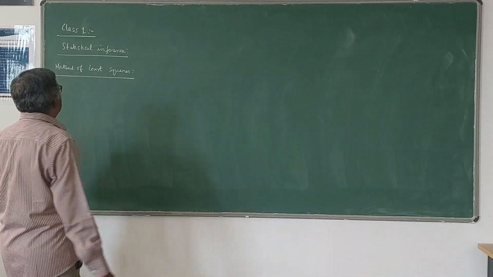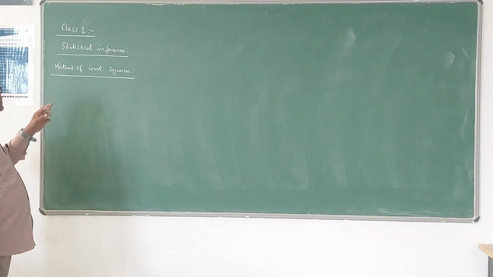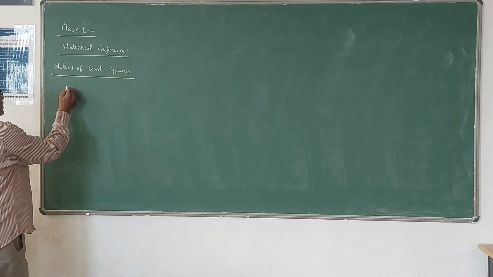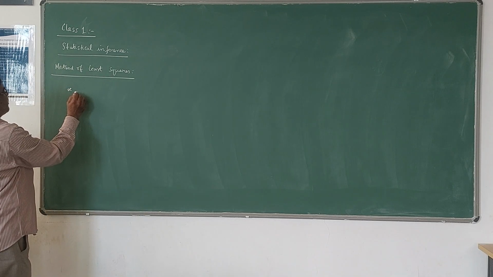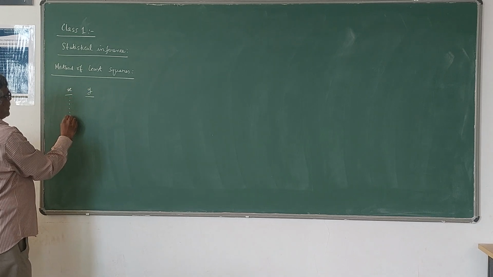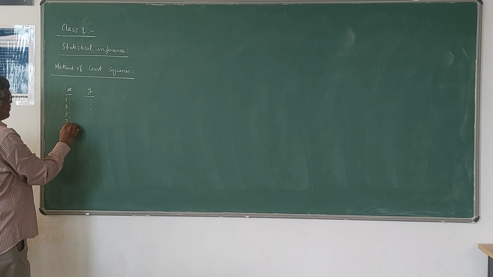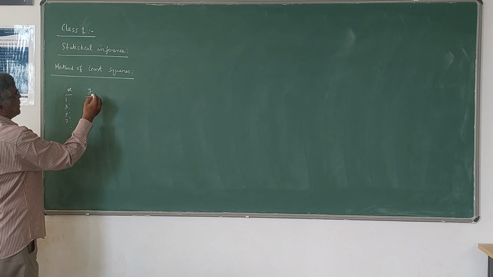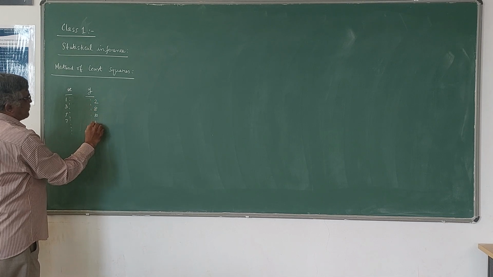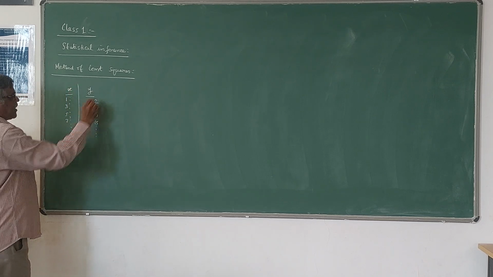So in this class, we will discuss one of the methods of statistics, which is called the method of least squares. So method of least squares means, suppose you are given a set of data x and y. The data set is given. For example, this can be 1, 3, 5, 7, something like this, and you can have some values 2, 8, 10, 15 like this. So two sets of data are given, x and y.